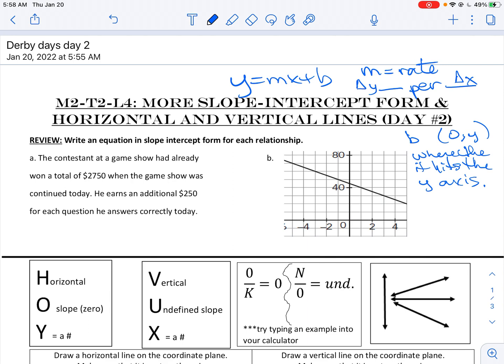It's talking about the words. When it says something per something, it's not talking about a number at that point. When it's labeling, it's just talking about the words. B in the equation stands for the Y-intercept, which is 0, y, and that is where it hits the y-axis. So here we go.